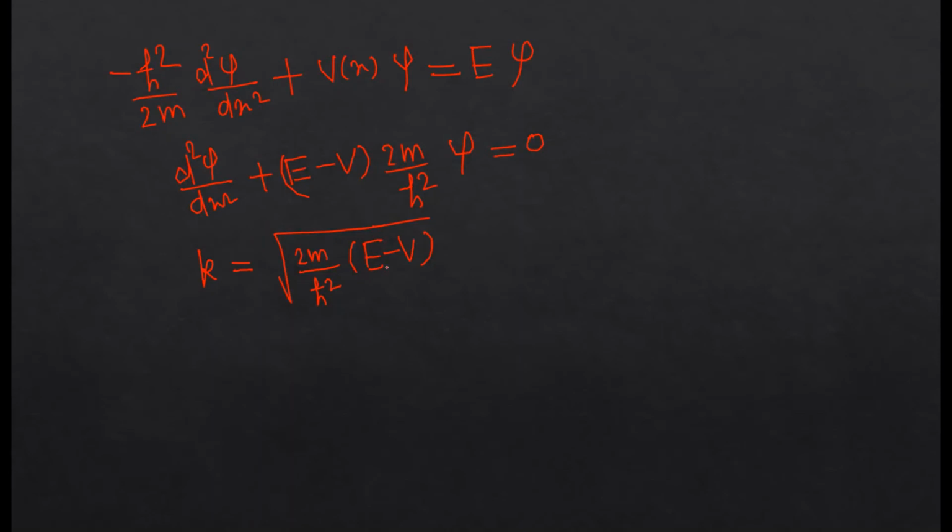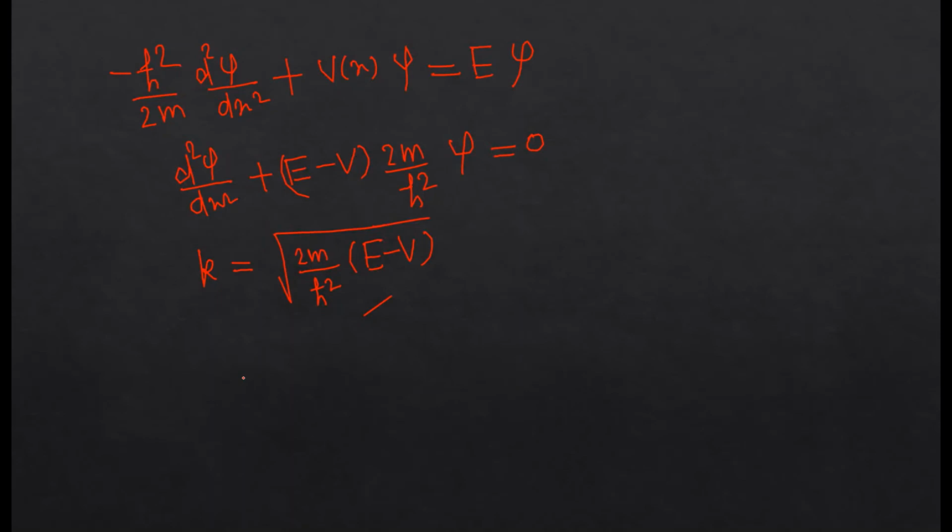But if E is less than V, this function will become negative, and then the wave function psi will be e to the power kx, which is decaying. The i term is not there. Clear? So let's move toward our question.